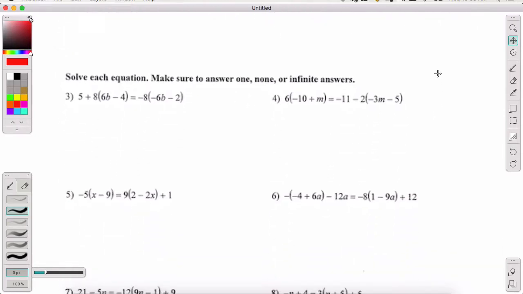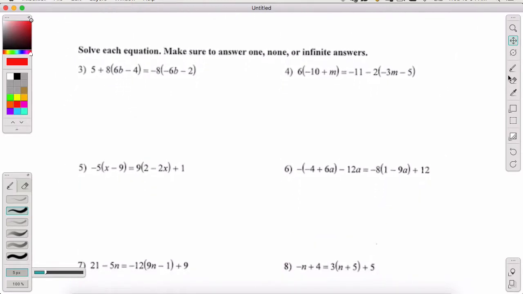As promised, I'm going to do a few of these problems as a resource to you. Okay, so I'm going to do number 4, 5, and 8. All right, let's start with number 4.